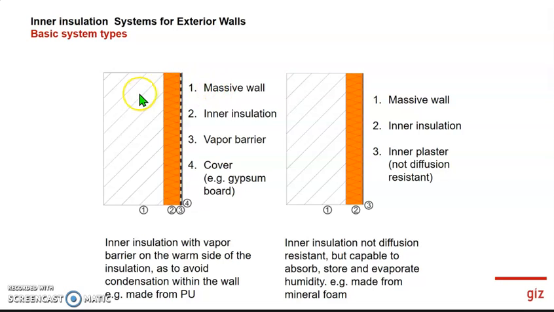Basic system types. We have the massive wall, the inner insulation, the vapor barrier, and then a cover of gypsum board or something like that. So inner insulation with vapor barrier on the warm side of the insulation, so as to avoid condensation within the wall. On the other hand, if you don't want to use the vapor barrier, there are other ways. So inner insulation, not diffusion resistant, which means the moisture can actually enter the wall, but it's breathable. So this is also an option.